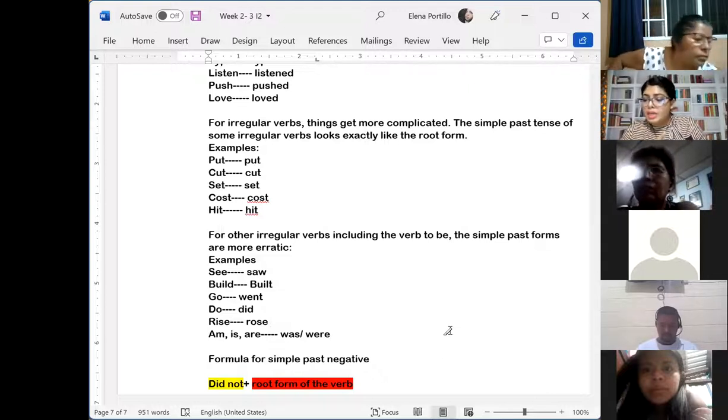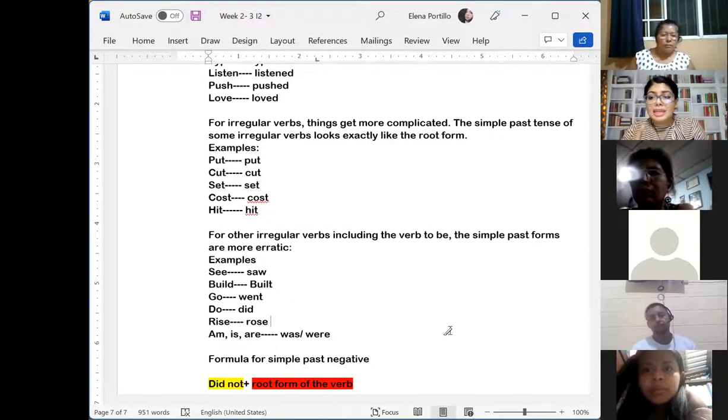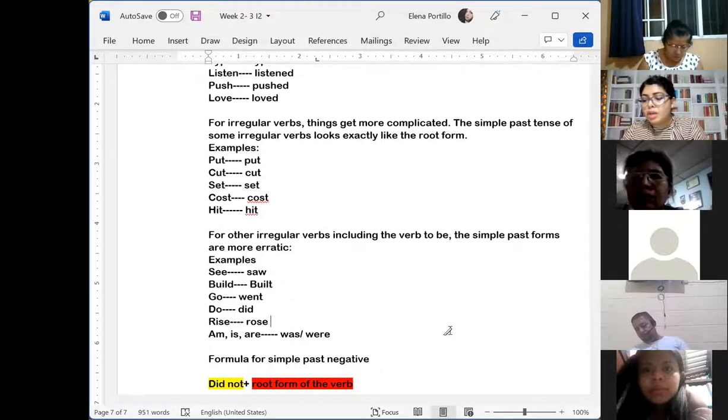For the verb to be, you don't need the auxiliary did. When the subject of the sentence is singular, you are going to use was not. And when the subject is plural, we use were not. So in this case, we are not going to use the did not when we are using the verb to be.